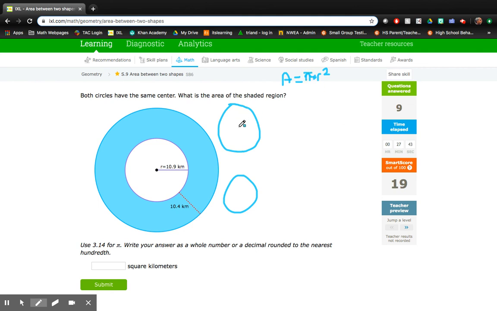Okay, so I need this distance in the big circle, and this distance in the small circle. And when I say small circle, I mean this inner white circle, right? And so I actually know that this one is 10.9. I already know this one. Isn't that nice? I don't have to use any formulas to solve for it. It is given. So I can actually already find the area of this inside circle by just doing pi times 10.9 squared.